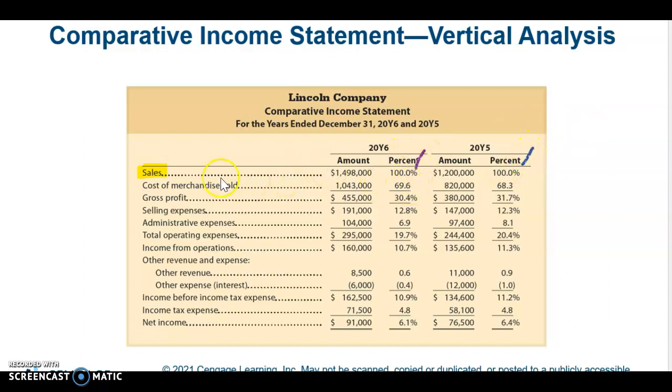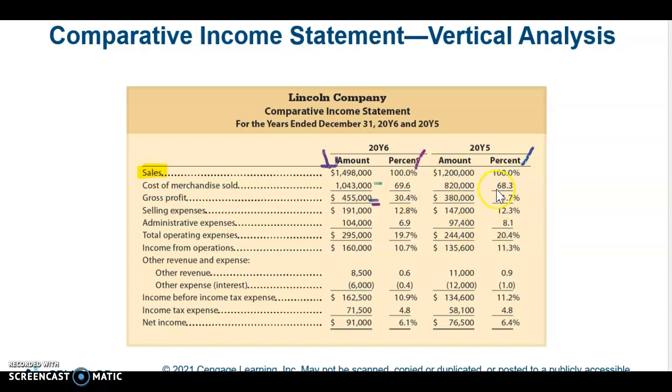Okay, and then your cost of goods sold or cost of merchandise sold is going to be a percentage of your sales. So every item would be divided, your base will be sales. For year 2016 that would be the 1,498,000. Your base amount for 2015 items would be the 1,200,000. You would divide each one of these by that number.